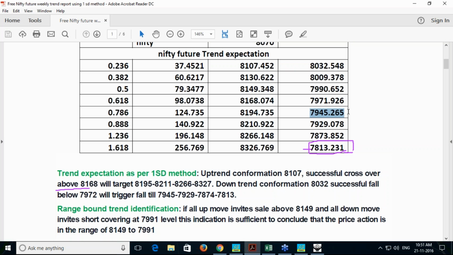Second target you are achieving 0.5 level. Third target you are achieving here, bring it to 0.786, and fourth bring it to 0.888. Like this way you go on trailing. Once the trailing triggers, come out from the trade.